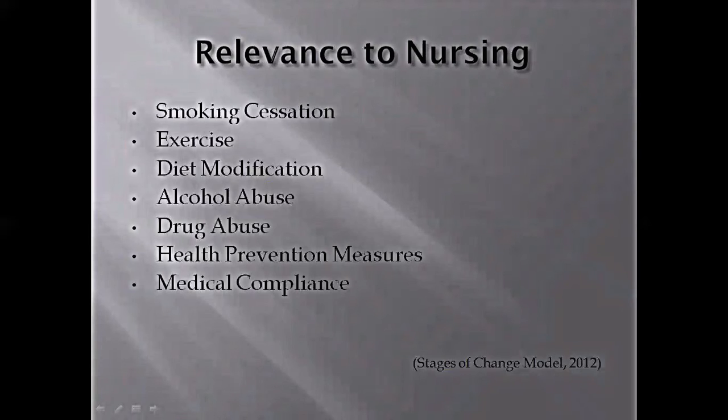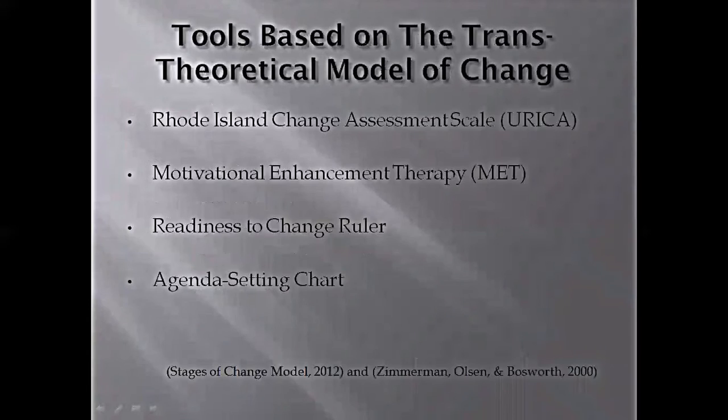In addition, this model can address patterns of addiction and provide a basis for working through the cycle of remission, temptation, and relapse. This theory can also be utilized to understand where a patient is within the stages of change in order to assist them to change from an unhealthy behavior to a healthier behavior. Therefore, specific areas in which this theory may be helpful include smoking cessation, exercise, diet modification, alcohol abuse, drug abuse, health prevention measures, and medical compliance.